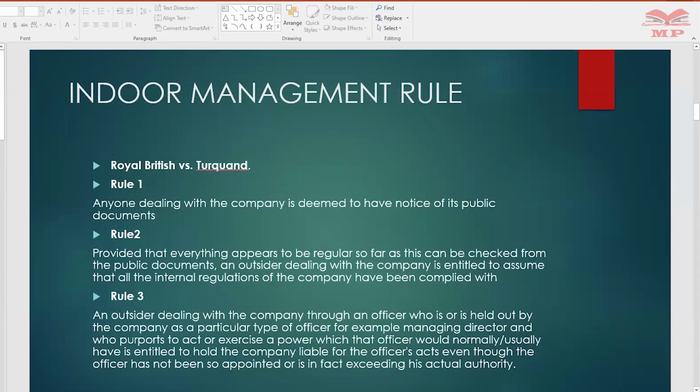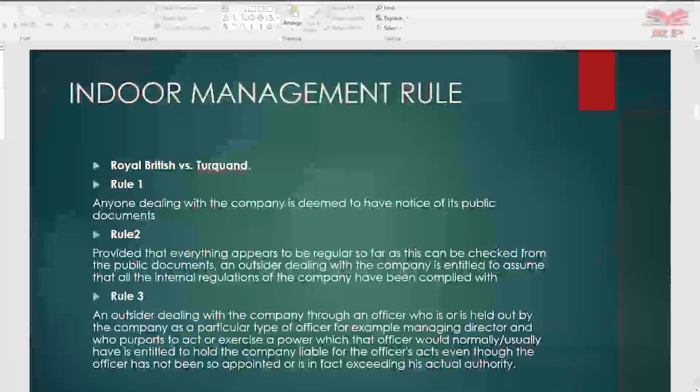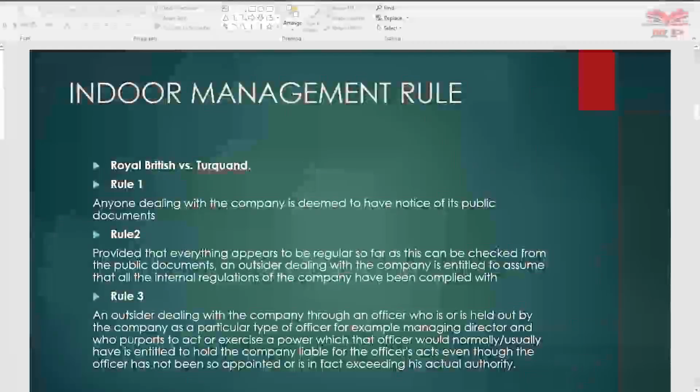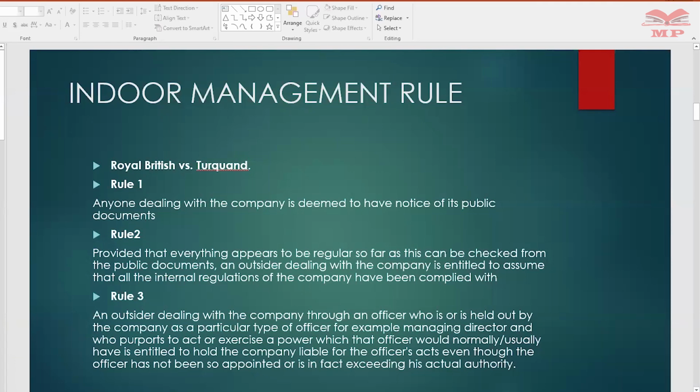Rule number 2 is that provided everything appears to be regular, in as far as you can confirm, an outsider is entitled to assume that all internal regulations of the company have been complied with. So when you get a contract from a company and on the face of it, a director has signed, and the company secretary has appended their signature, then you as the third party need not go further and identify how you people came up with this individual as the company secretary.